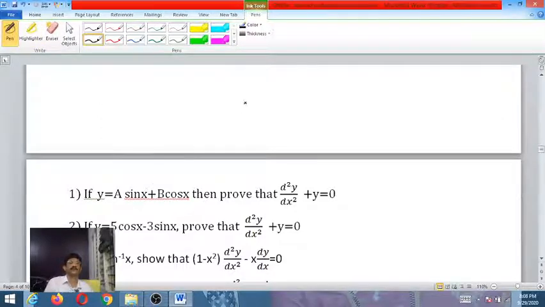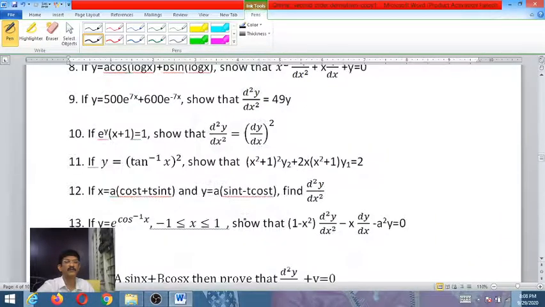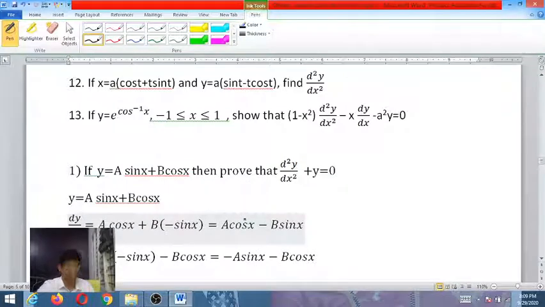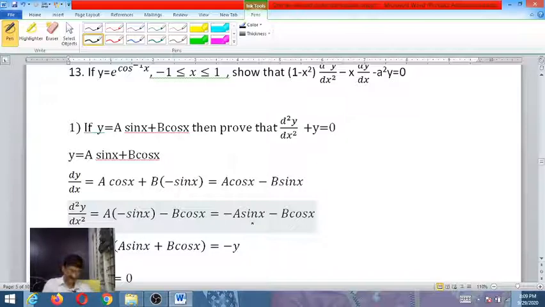Now look at here. These are all the problems which are very important problems. These are all the problems carrying 5 mark questions. So these are all 5 mark questions and they are very important problems. Just look at here, there are only up to 13 problems. So some problems are given as homework and they are very simple problems. Now let us start with the first problem.